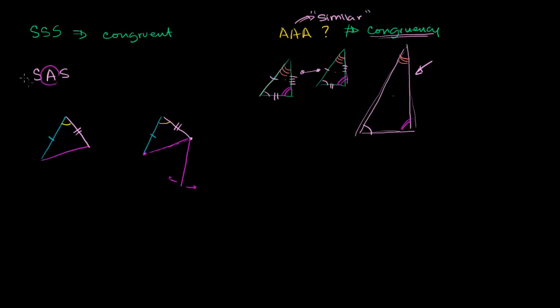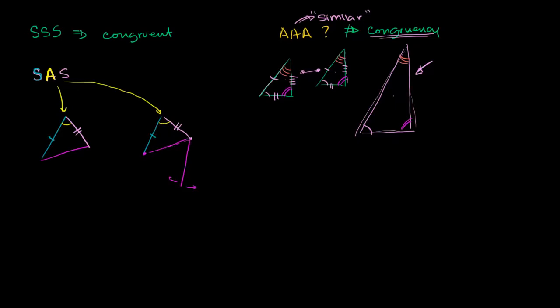So this angle, let me do that in the same color. This angle in between them, this is the angle. This A is this angle and that angle. It's the angle in between them. This first side is in blue, and this second side right over here is in pink. So we can see that if two corresponding sides have the same length, and the corresponding angle between them, they have to be congruent. There's no other place to put this third side.